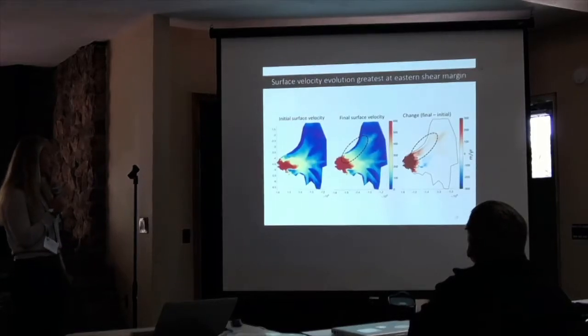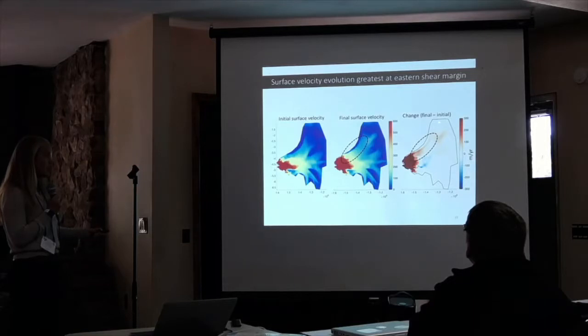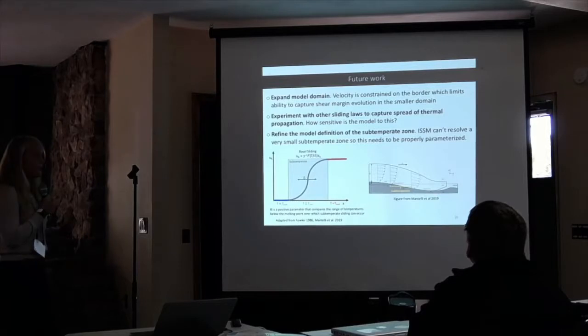Here we're looking at velocity, and we can see here initial velocity. This is after the step change has been prescribed. This is year 20. And now here's the change. And the eastern shear margin really gets highlighted as both increasing in velocity and also the shear margin moving further out. So it's kind of migrating. So I think I've set good motivation that the temperature conditions really matter.